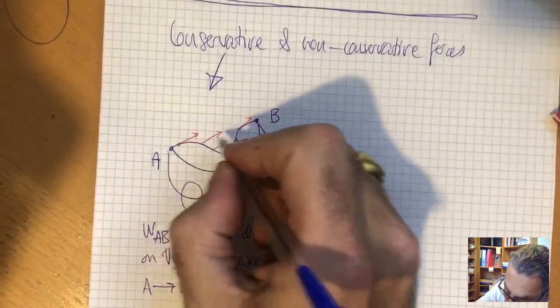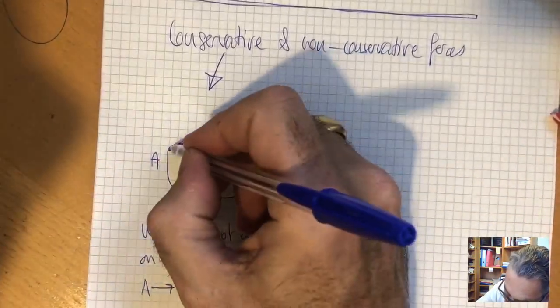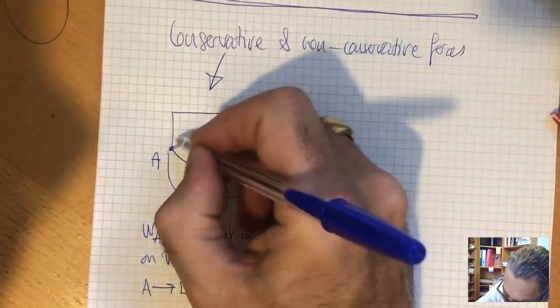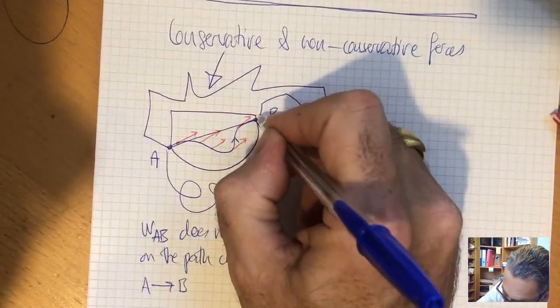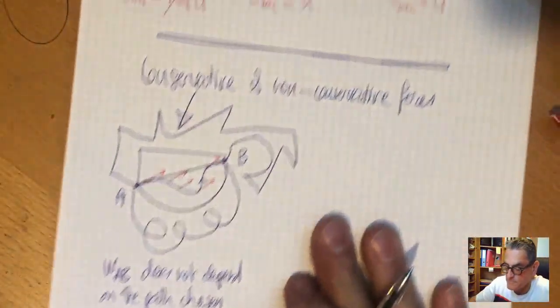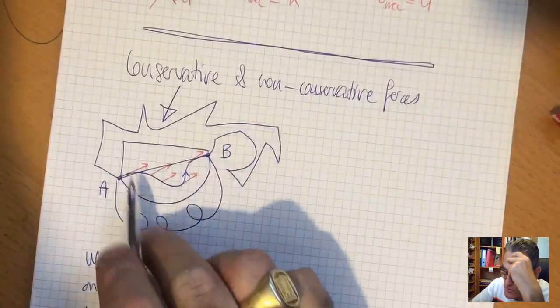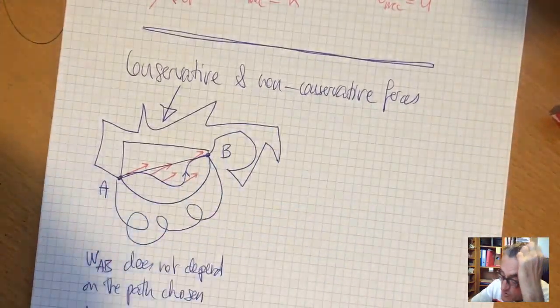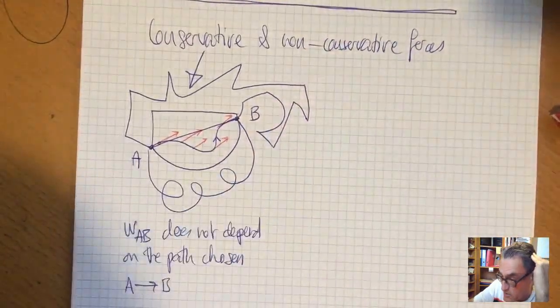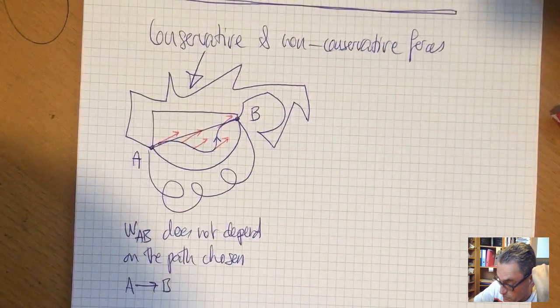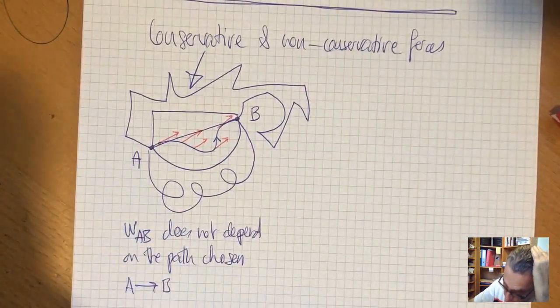Okay, so I could take a path which is straight, I could take a path which is doing that, I can take a path which is completely crazy and which does this. Okay, the work you need for going from A to B does not depend on the path. This is typically the case with the gravitational force. I will give you an example in a moment.